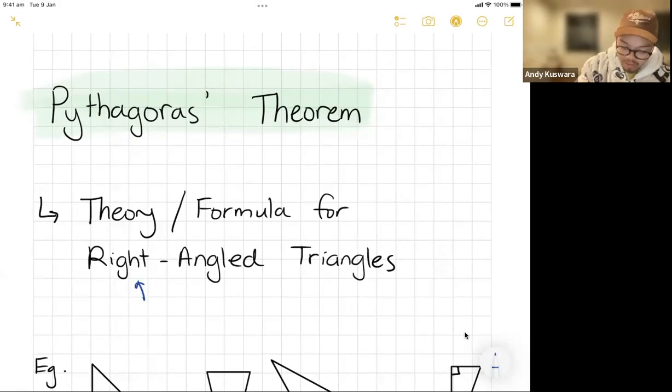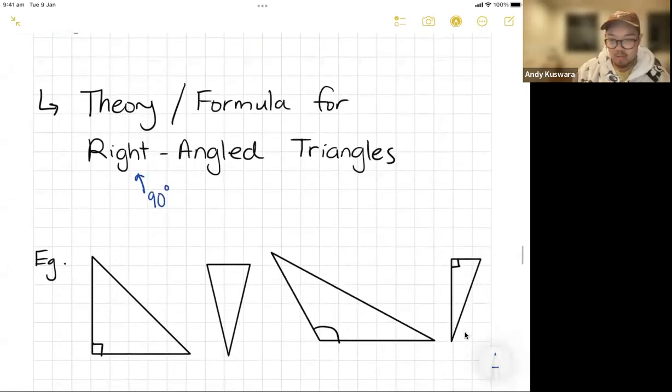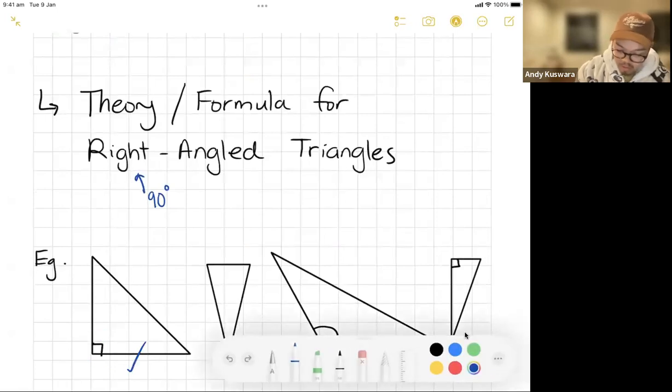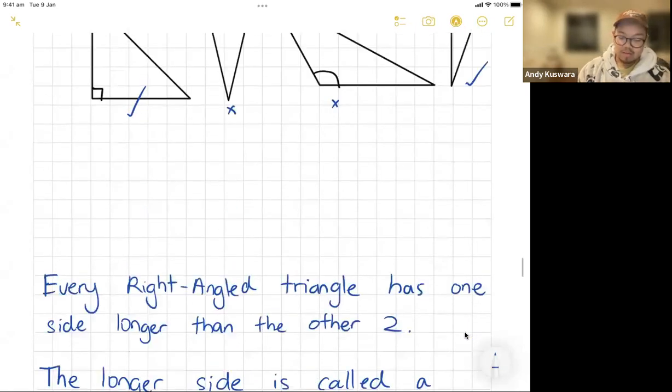Now, if something is right-angled, that means there's a 90-degree angle, okay? Looking at these here, we have a range of different triangles. This one is right-angled because, boom, there's my right angle. This middle one is not a right-angled triangle because I cannot see a 90-degree angle. I can here. Okay, hopefully that's making sense.